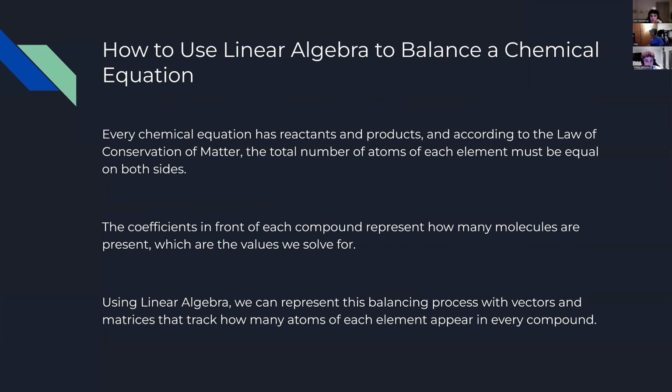Every chemical equation obeys the law of conservation of matter. The number of atoms for each element must be equal on both sides. The numbers we place in front of each compound are the coefficients, and those are the unknowns we're solving for. In linear algebra, we can represent this as a matrix equation. Each row corresponds to an element, and each column to a compound. By setting up equations for the number of atoms, we can use row reduction or null space methods to find the correct coefficients. This turns what used to be trial and error chemistry into just a mathematical process.